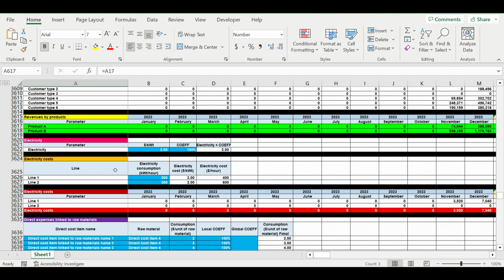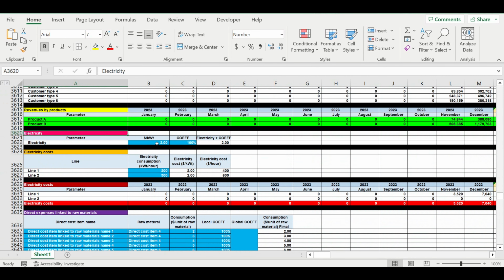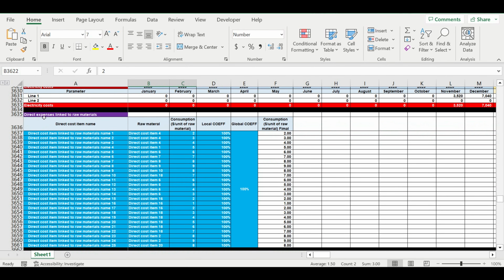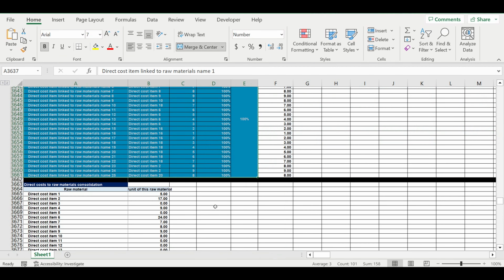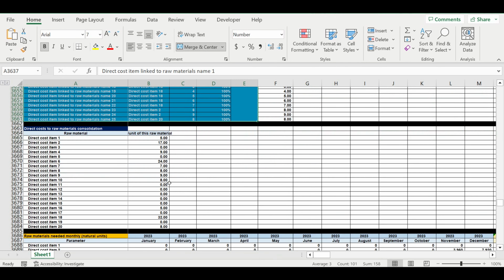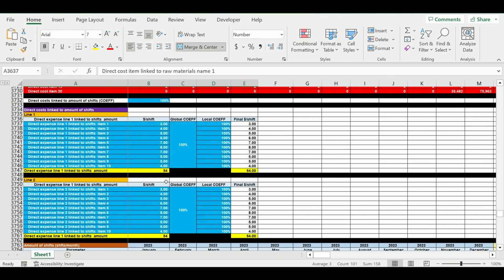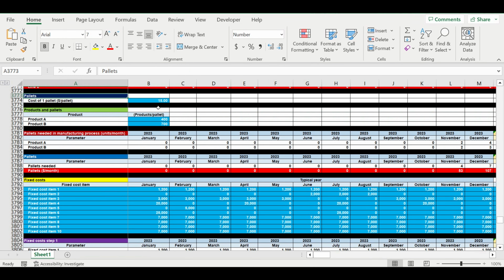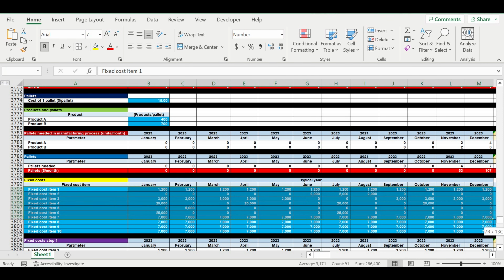Then we were focused on electricity costs. Then we were modeling direct expenses linked to the amount of raw materials needed in manufacturing process. Then we started modeling direct costs that are linked to the amount of shifts for line 1 and line 2. Then we were focused on packaging costs like pallets. Then we were modeling fixed expenses.